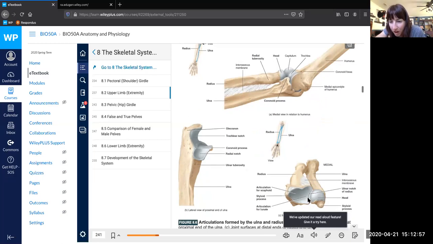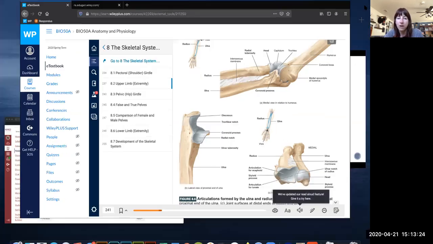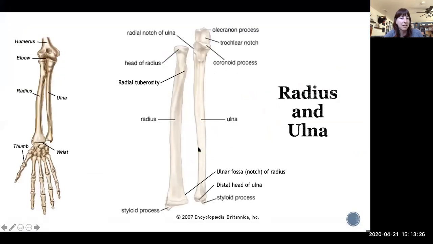So here's another view, an inferior view of these bones. Your wrist would be here. Your humerus is out here. You can see the ulnar notch of the radius and how the ulna fits right into that little notch. It doesn't have it labeled here, but the radial notch of the ulna would be right there so that the head of the radius can fit in. So aren't they a cute couple? I love the radius and ulna.